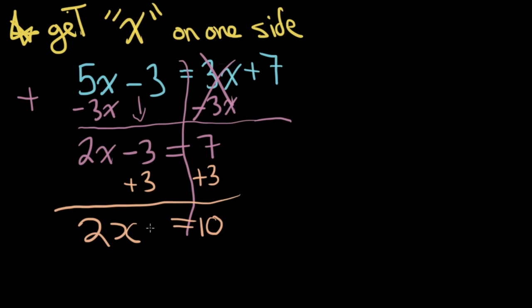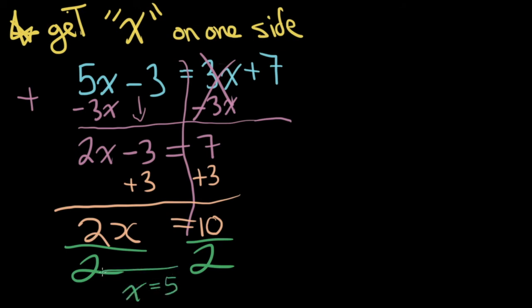Back to the math. 2x equals 10. Divide both sides by 2. So remember, dividing, multiplying at the last step. So x is equal to 5. Okay. So there you go. That's not too bad. Shall we do one more?